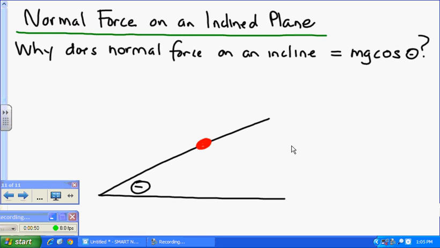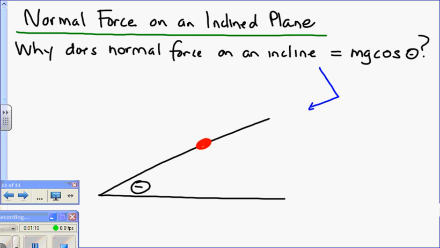Okay? One key part of understanding this is looking at the x and y directions slightly differently on an incline. Normally we think of y as up and x as horizontal. On an inclined plane, that's a little bit different. Y is perpendicular to the surface, almost as if you took your inclined plane and flipped it so it was horizontal, and x is the direction of motion.